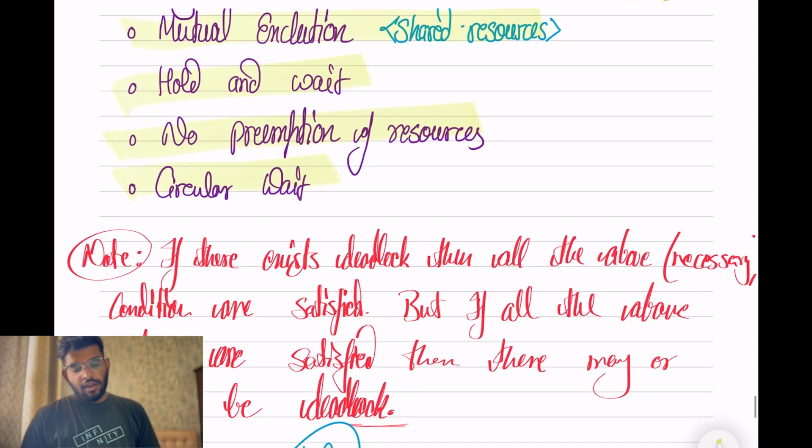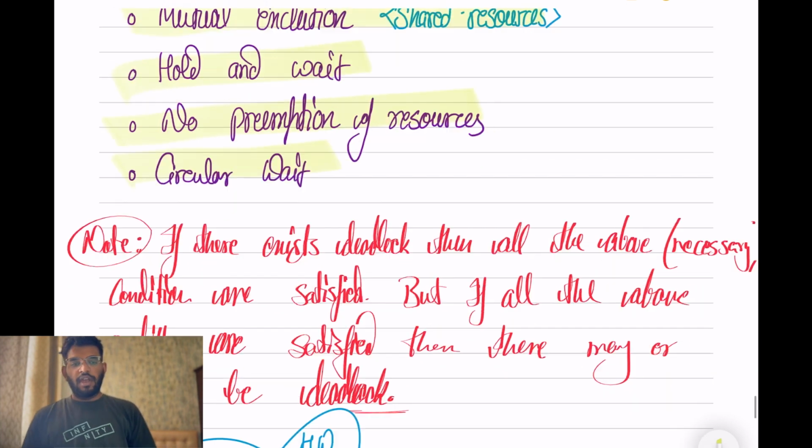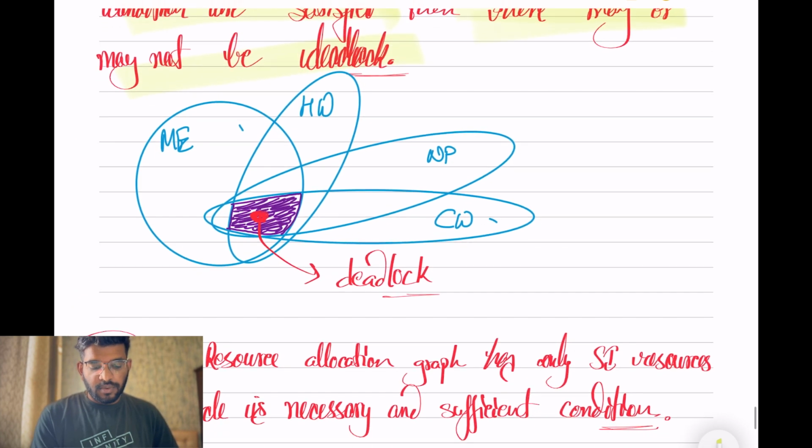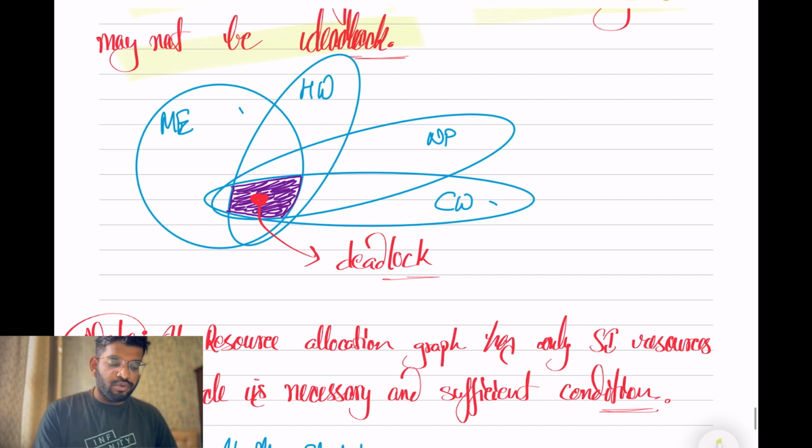The important thing is that, yeah, this will sum up what I want to say. If there exists a deadlock, then all the above necessary conditions are satisfied. But if all the above conditions are satisfied, then there may or may not be a deadlock, which means, okay, this is that Venn diagram which will explain.